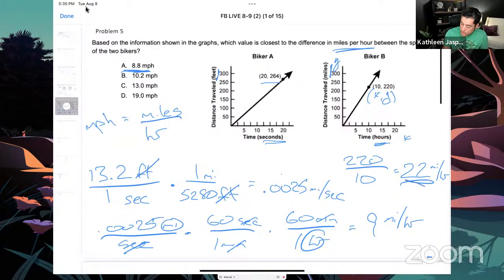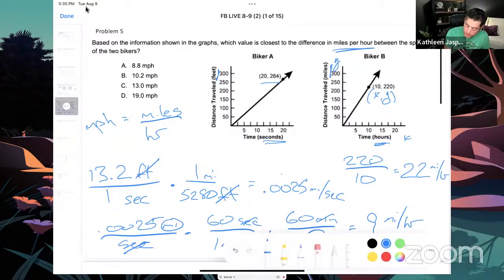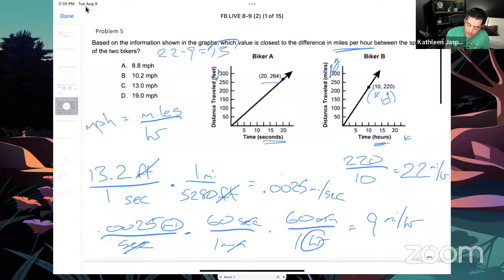Since I've got 22 here and 9 here, the whole point of this problem was to say, what is the difference between the two? And so after we convert them, we have, I'm just going to do it up here, 22 minus 9 gives me 13. C is the correct answer with 13.